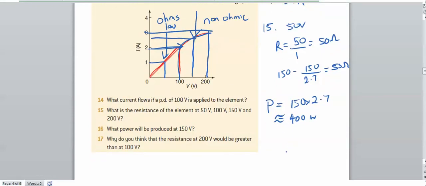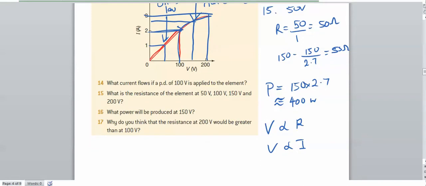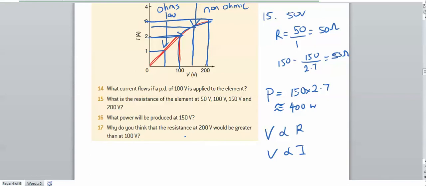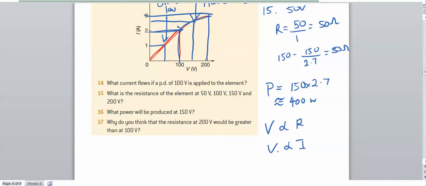Why do you think that the resistance at 200 volts would be greater than at 100 volts? I guess what's happening is that as you supply more voltage, the current is higher, and there is more potential for charges, and the wire gets hotter, and the increase in heat will increase resistance. The element's going to get hotter.